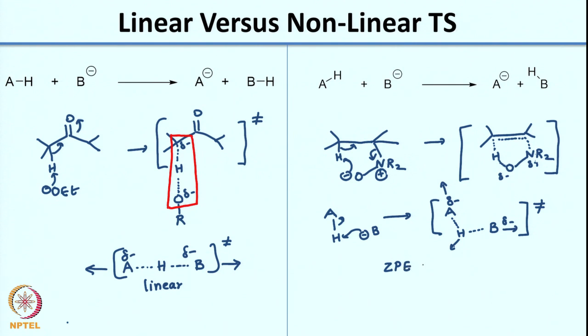But in this case, because you have a non-linear transition state, you would get a zero point energy difference, which is large. So now when you look at the reaction coordinate, you have reactants as well as transition state with a large zero point energy difference, which is why the kinetic isotope effect observed will not be as pronounced. So you still see a primary kinetic isotope effect of 3, but it is not as pronounced as when you have a symmetric linear transition state.